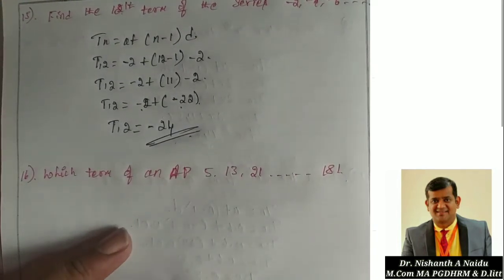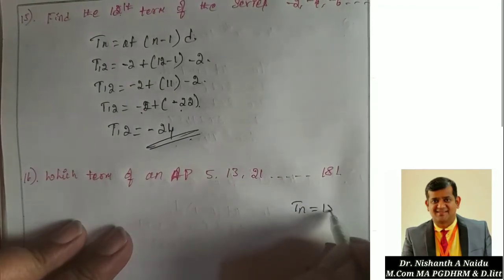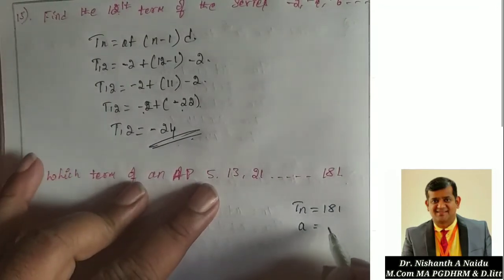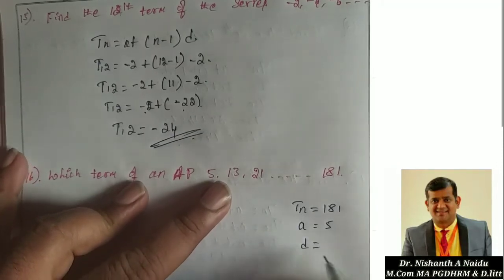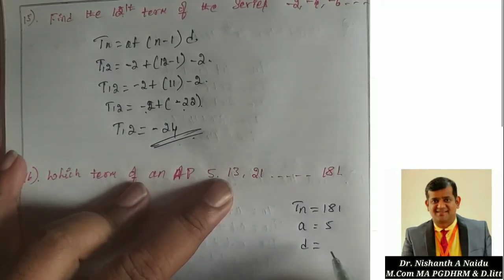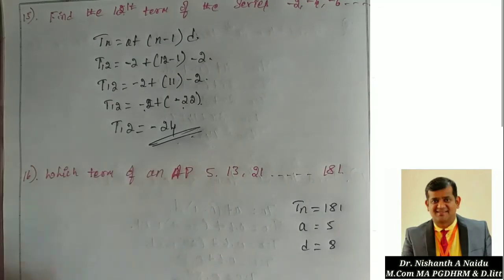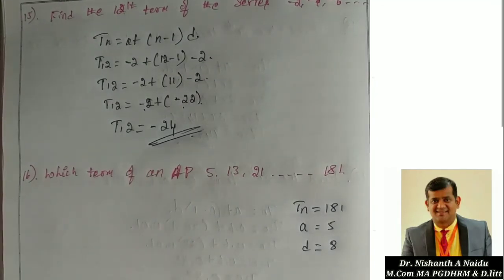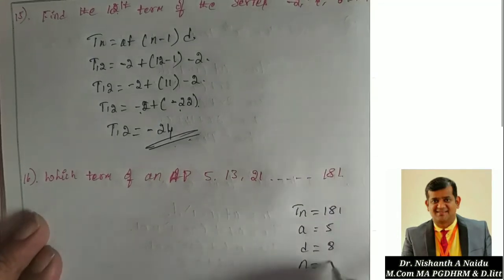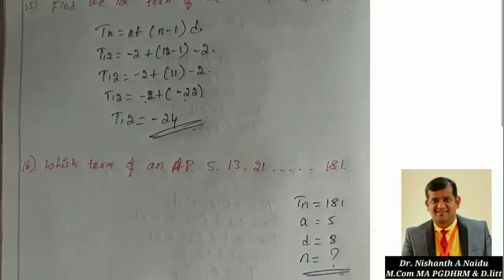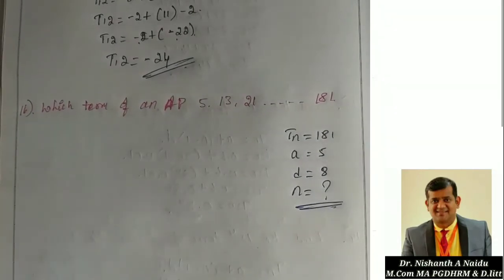So Tn he has given as 181, Tn equals 181, and a is given, a is 5, and the common difference is also given, that is 5 minus 13. So how much will you get? 13 minus 21 is 8. So the common difference is 8. So he has given this much information. With this given information, we have to find the answer. He has not given n. So here we are finding n. So by applying the same formula, we have to find the answer for this.